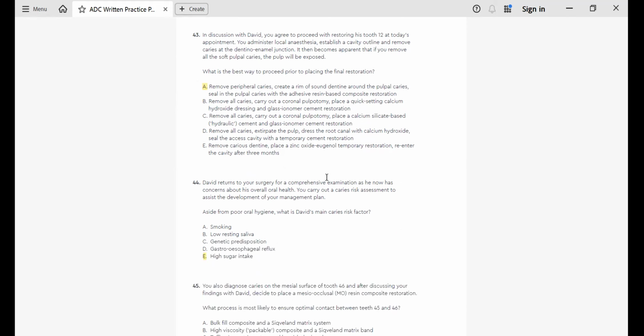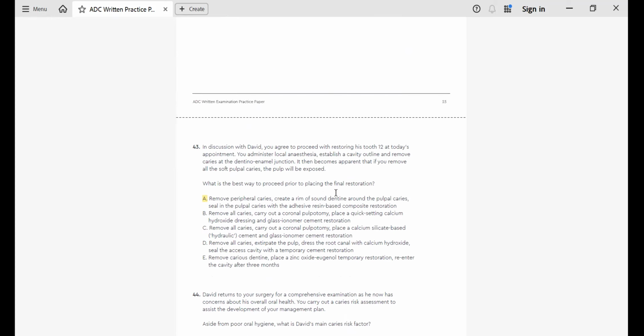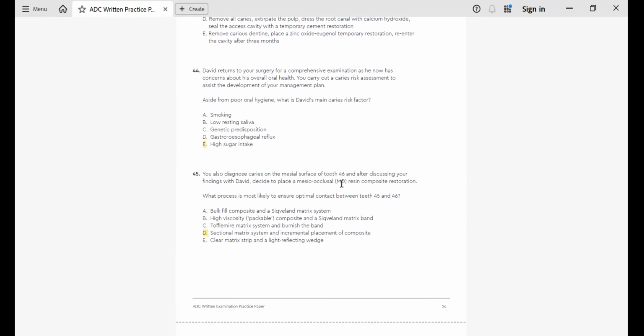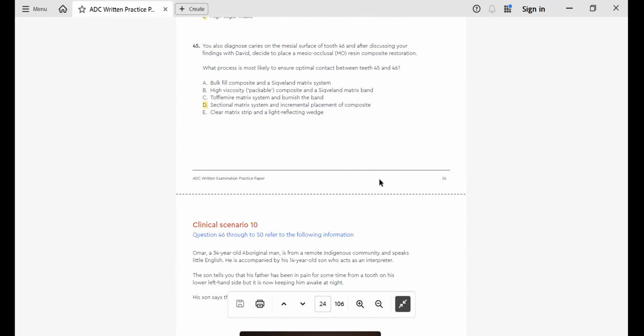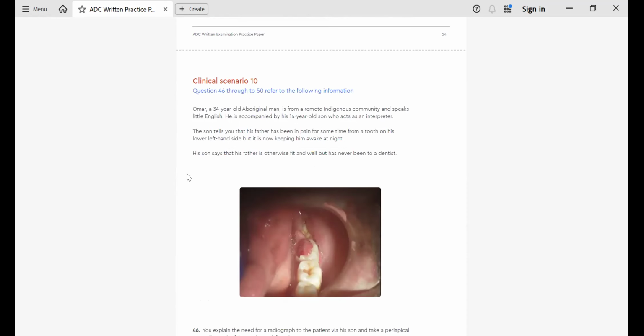Okay, David returns to your surgery for a comprehensive examination as he now has concern about his overall oral health. Aside from the poor oral hygiene, what is David's main caries risk factor? High sugar intake, as it is mentioned, his habit of consuming cola drinks. Again, how to do the restoration of a mesioocclusal cavity: sectional matrix system and incremental placement of composite. I think we had a couple of questions like this in the mocks.